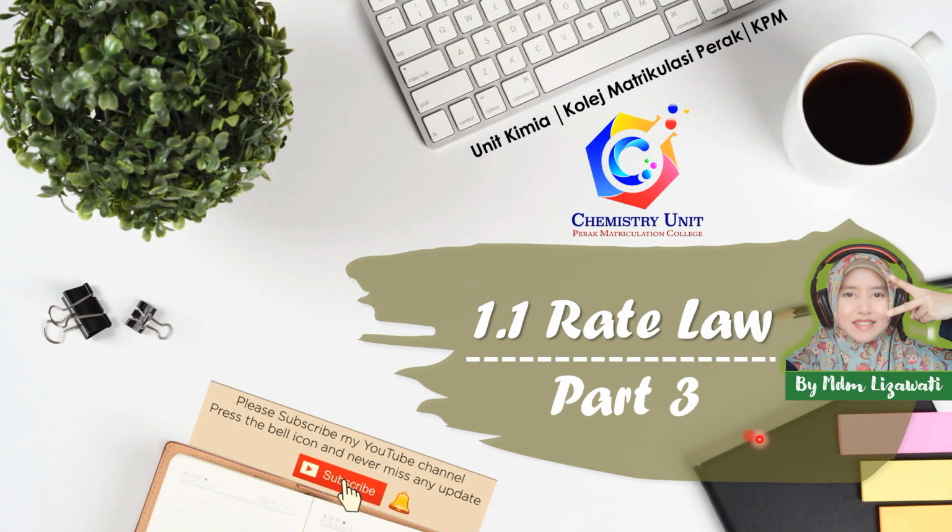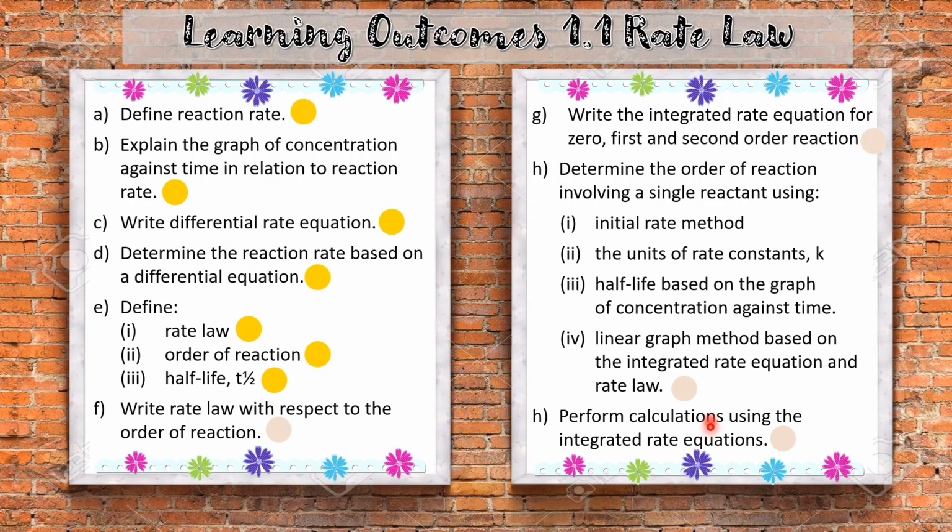Today we will continue our lesson still under the topic rate law, part 3. What we are going to learn today is how to determine the order of the reaction involving a single rate term using the first, initial rate method. Second, the unit of rate constant K. Number 3, half-life based on the graph of concentration against time. Number 4, linear graph method based on the integrated rate equation and also rate law.